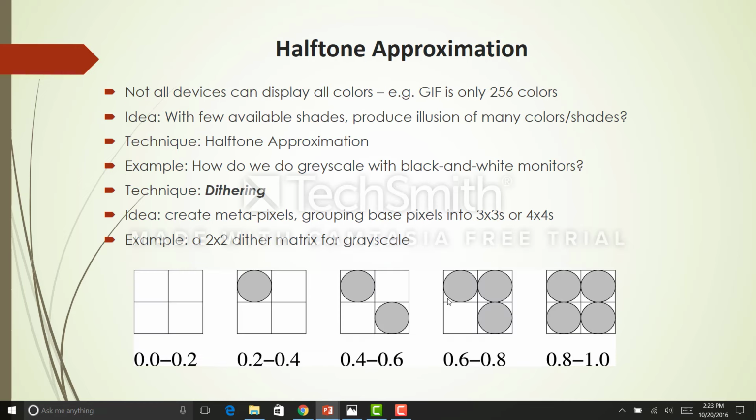Dithering by halftone approximation. Not all devices can display all the colors, therefore we use this dithering technique. That is, we provide the illusion of many colors with the available colors which we have. In this halftone approximation technique, we create metapixels by grouping the base pixels into 3x3 or 4x4 dither matrices. Here an example of a 2x2 dither matrix for grayscale is shown. Similarly, 3x3 and 4x4 dither matrices will be used in order to approximate the halftone image.